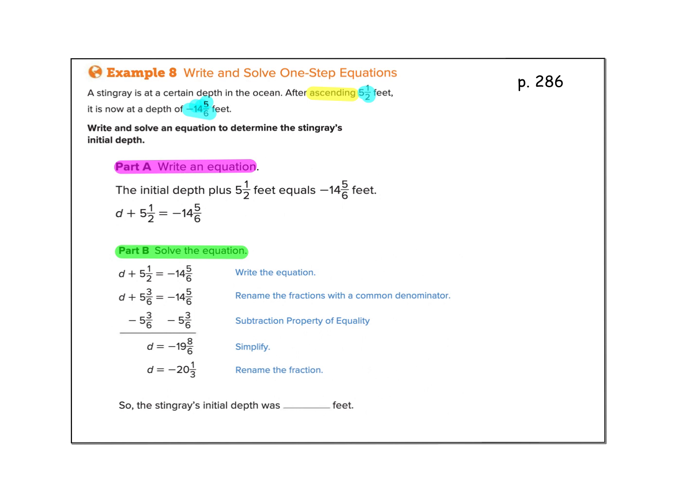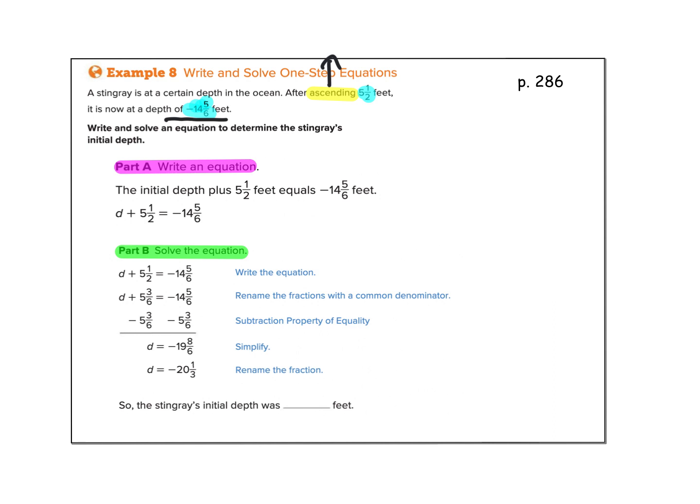All right, let's flip our math book to page 286. And let's read through the example. It says a stingray is at a certain depth in the ocean. Now, we don't know what depth it is right now. It says after ascending, that means it goes up 5.5 feet. Now its depth is negative 14 and 5/6 feet.